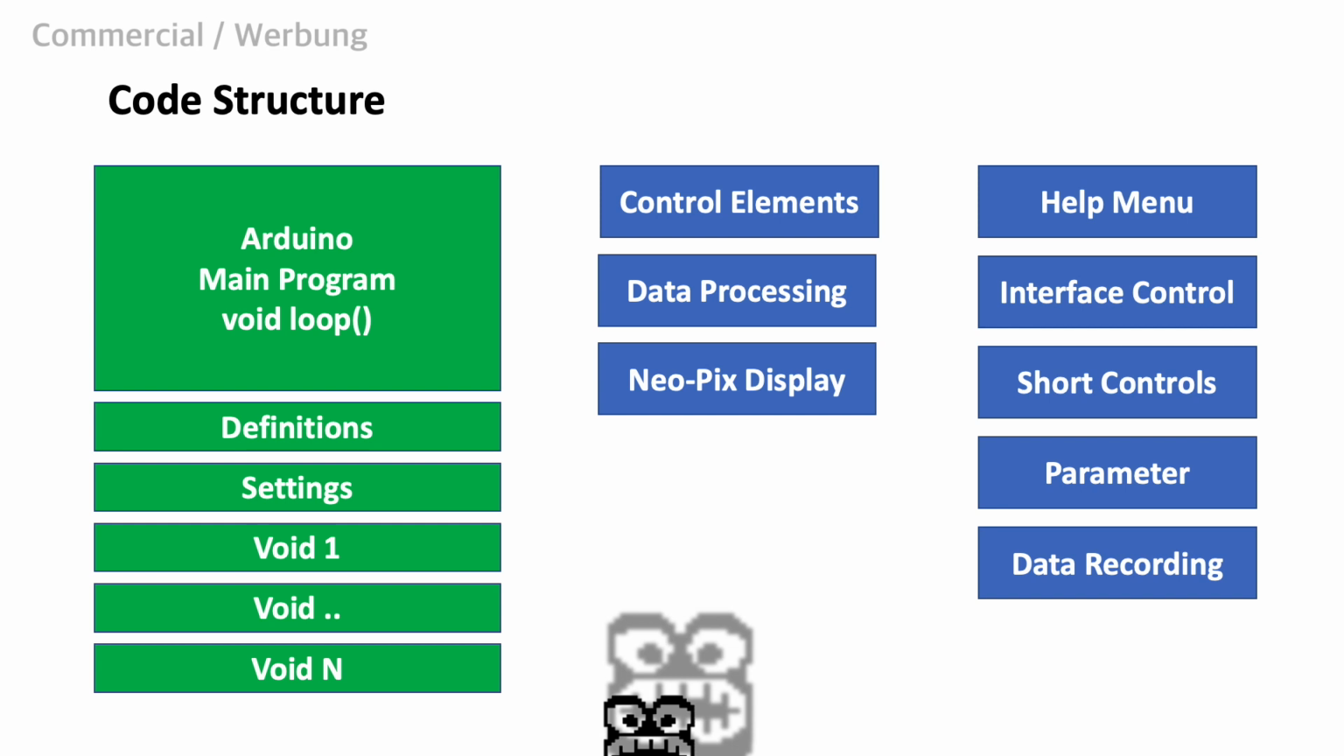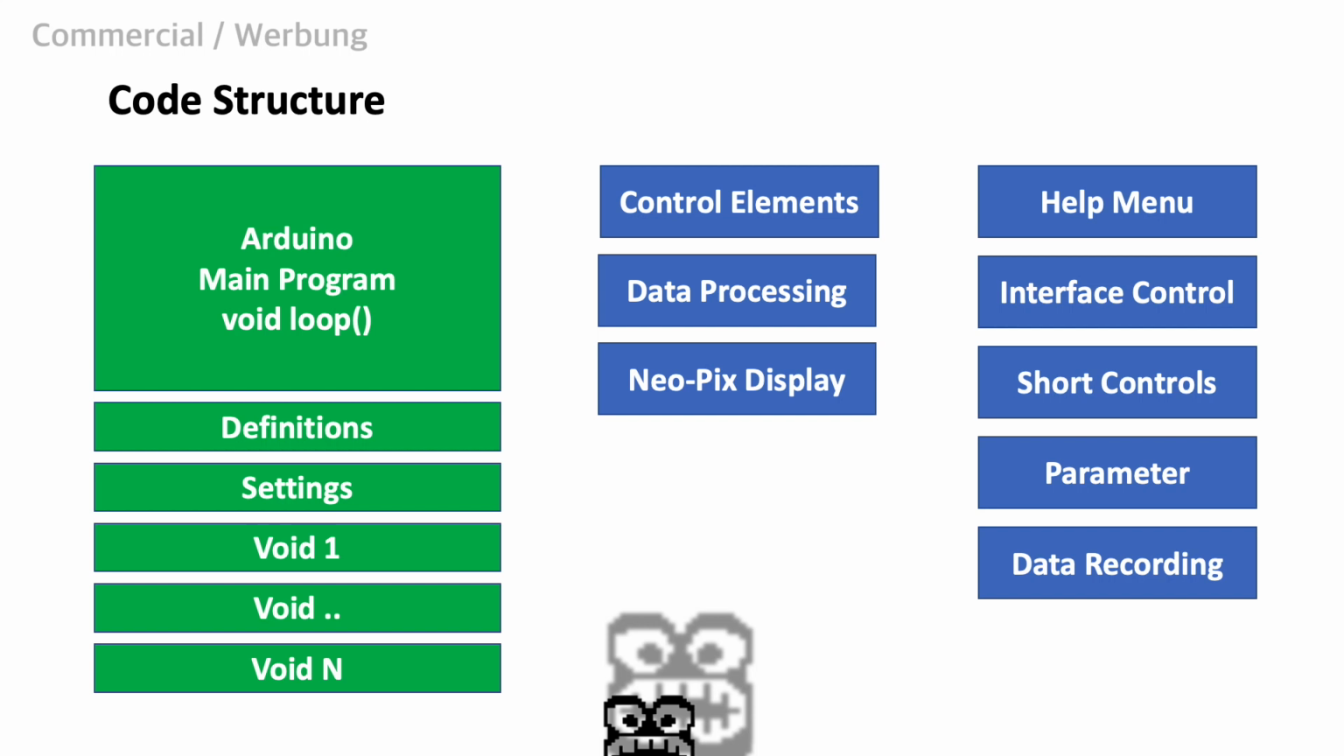The Arduino code is built according to the usual standard represented by the green boxes here. It is using a main program loop, definitions, settings and functions called voids. And somehow we need to realize a number of functions that I summarized under the topics in the blue boxes. And then we need to take care that the little monster lurking at the bottom doesn't mess up everything.